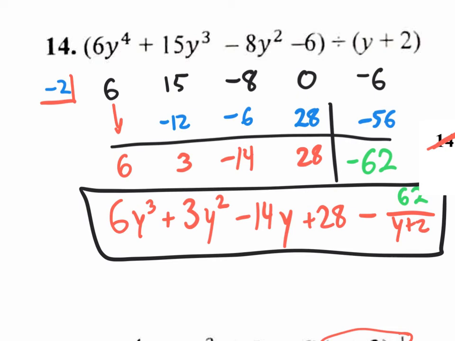Say again? Will you always have a 0? If you have missing values, you have to put a 0. If not, it won't work. Yeah. So like right here, you have a power 4, power 3, power 2. Where's y to the power 1? It's not there. So you have to represent it with the 0.